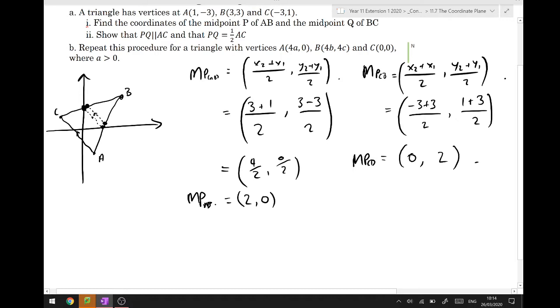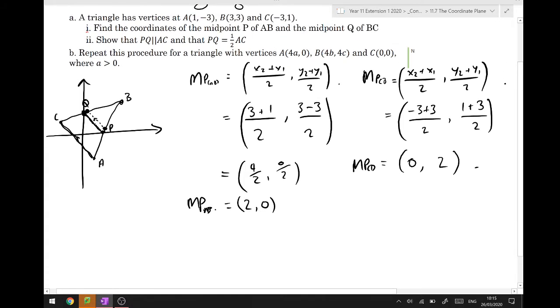Now what we're going to do is show that PQ is parallel to AC. So here's P, here's Q, and we're going to show that those two are parallel. And then once we show that they're parallel, we're also going to show that PQ, so this one here, is actually half the size of AC, or in other words, AC is double the size of PQ.